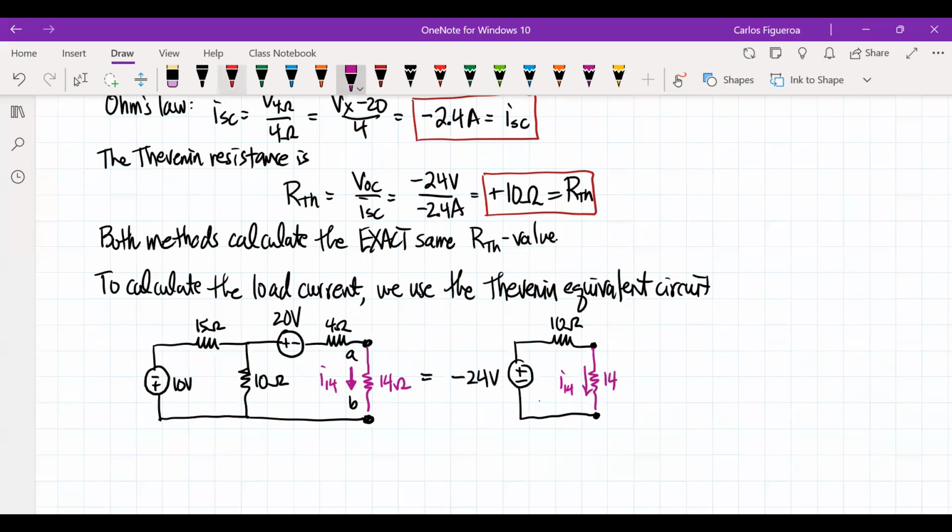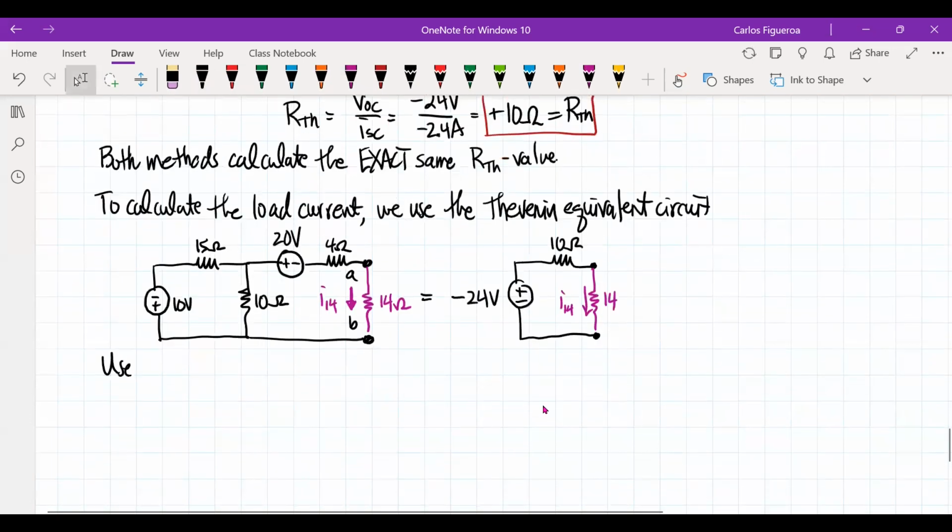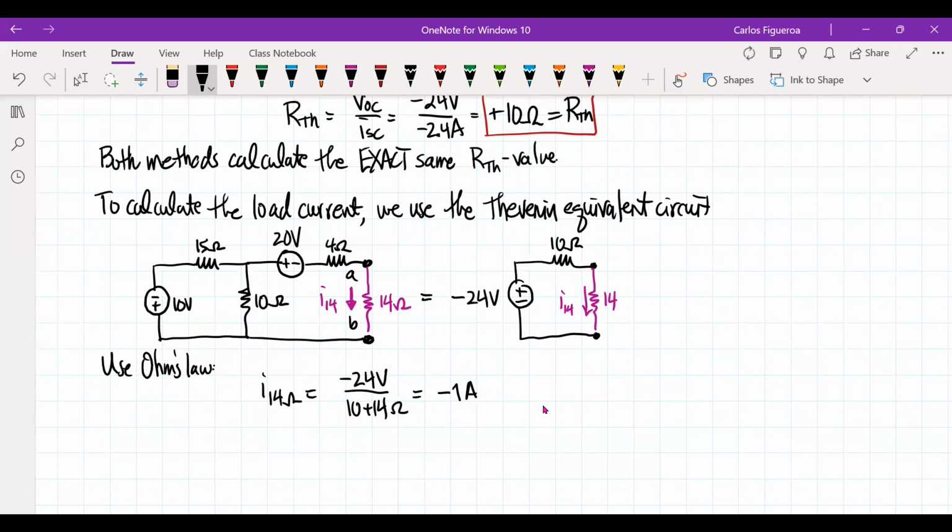So now that I have it back into the circuit here, I'm going to use Ohm's law to calculate the current. Ohm's law tells me the current of the 14 ohm resistor, note that these guys are in series. Well, I have a negative voltage source, and I have two resistors in series. And when I compute that, I get minus 1 amp for the 14 ohm resistor. And you can see that the current is not going down, it goes up for the circuit here.